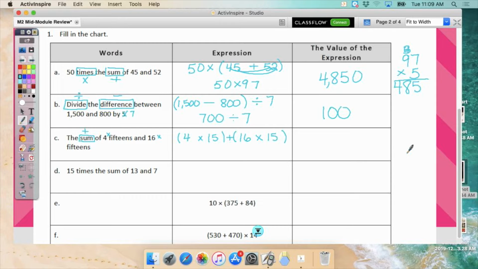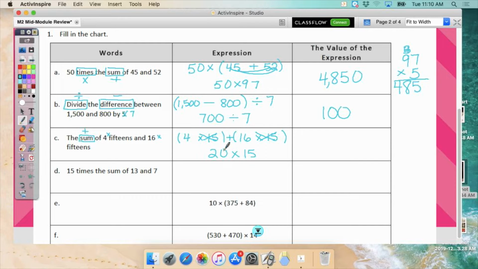But what if we add first? Now don't say anything, okay? But what am I multiplying by? 15. In both of them. So I can just write that once. 15 times 15, I can just write it once, okay? And then I can add, what am I going to add? These aren't on here anymore. 4 and 16. What's 4 plus 16?